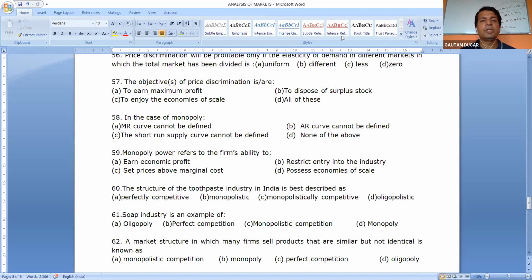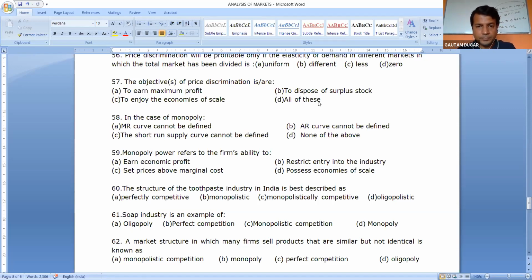monopoly, remember, the short-term supply curve cannot be defined. 58, the answer is C. A and B are already there. A curve and a mark are already there. The short-run supply curve cannot be defined.